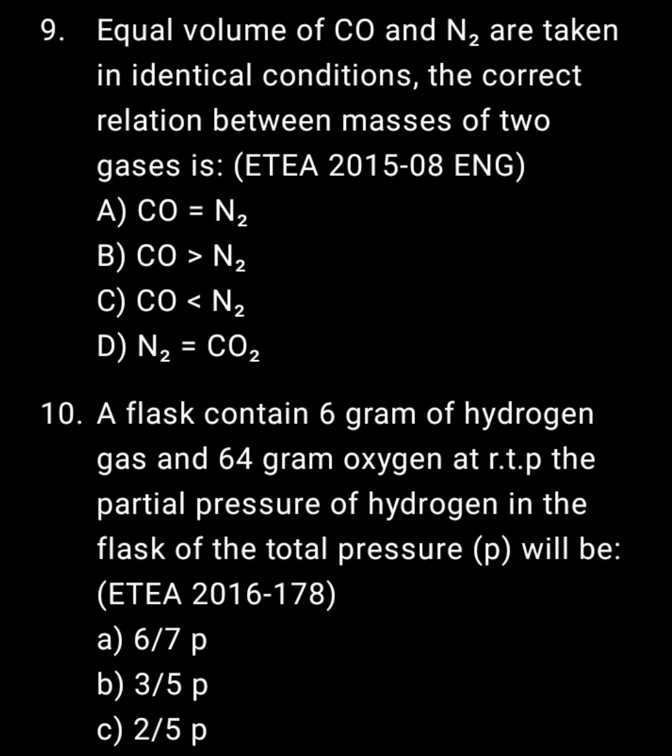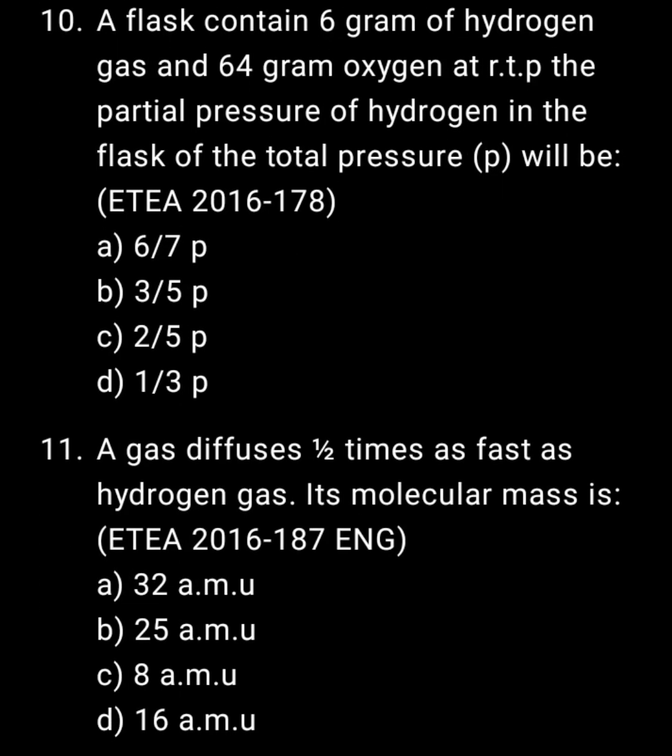9. Equal volume of CO and N2 are taken in identical conditions. The correct relation between masses of two gases is ETEA 2015-08 Eng. A. CO equals N2. B. CO greater than N2. C. CO less than N2. D. N2 equals CO.